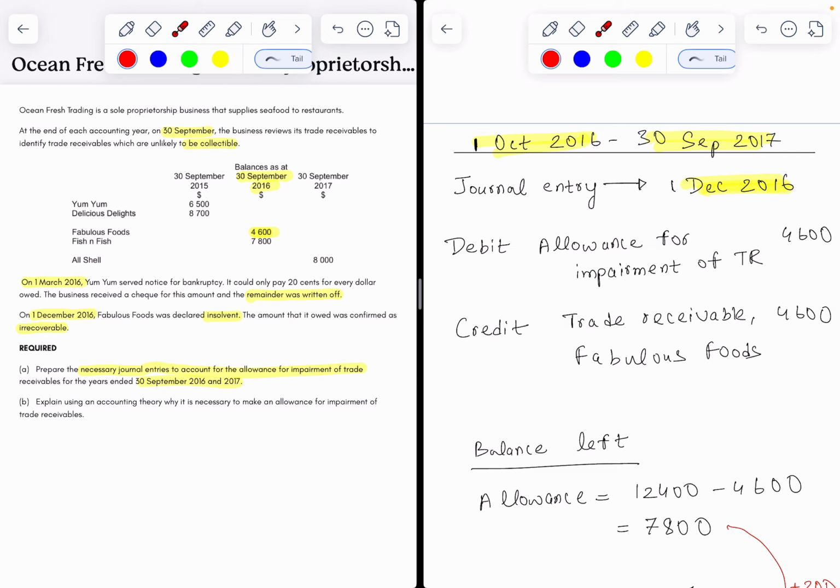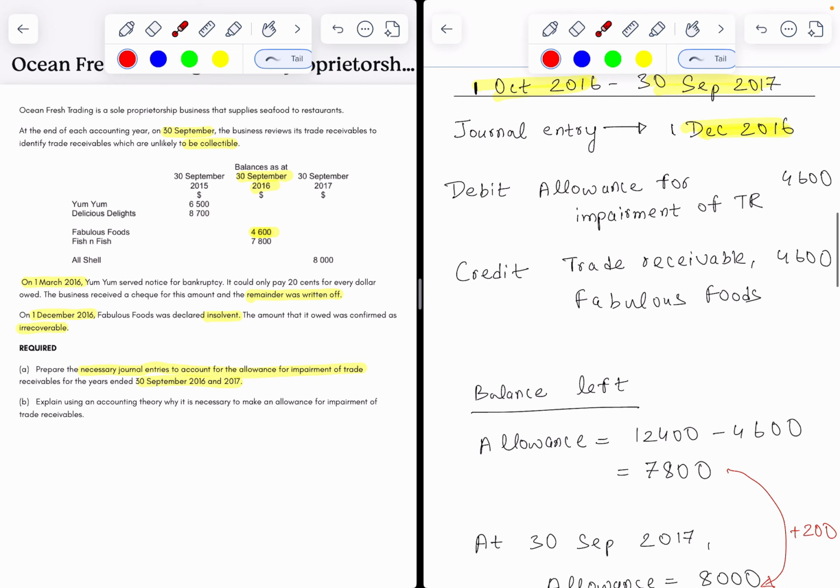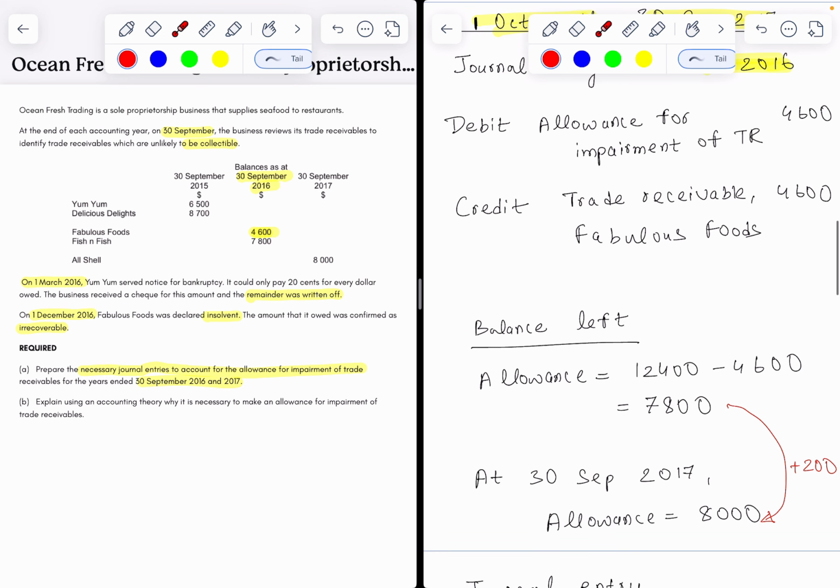Now at 30 September 2017, we have Allshell who owed us $8,000, and we expect that these guys may not pay us. So now we adjust for this. At 30 September 2017, we understand the new allowance for impairment of trade receivables we would want in the books at the end of the period is $8,000.